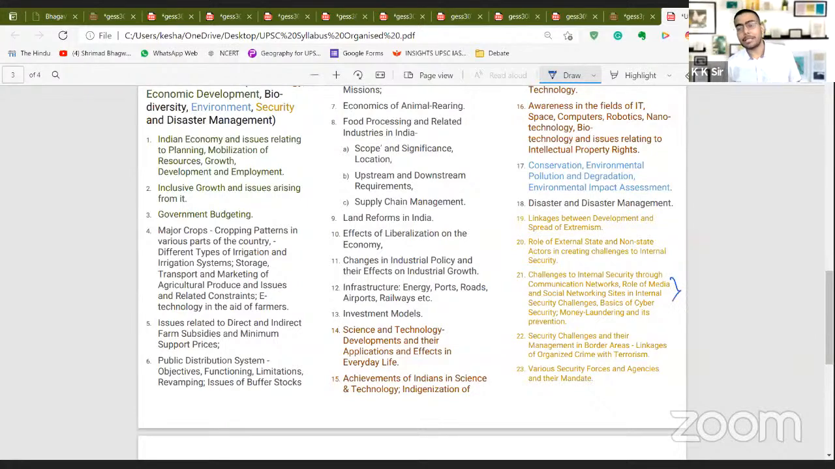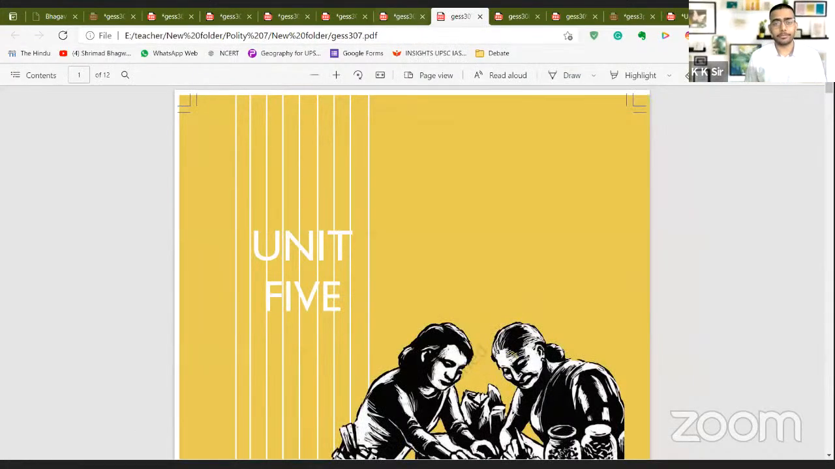It is directly mentioned, but nobody reads the syllabus. It's directly written: the role of media and social networking sites. So if anything is coming in the news about Twitter, Facebook, or any other social networking site, it directly becomes a part of your syllabus. But you do not understand this. So you have to focus on those areas. Let's return to the topic.